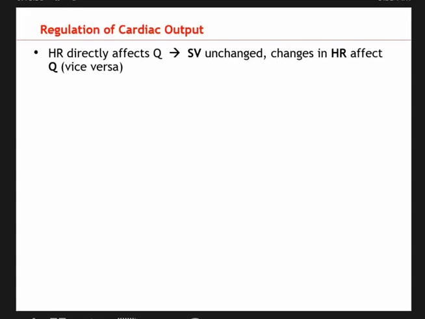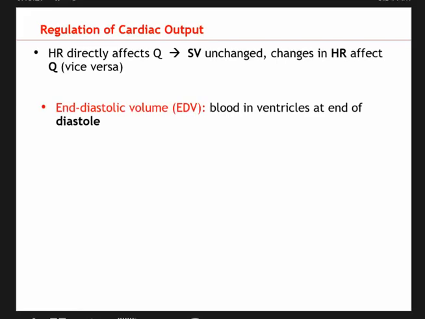Let's continue talking about the relationship between heart rate, stroke volume, and cardiac output. Any change in our heart rate affects cardiac output, so it's a direct relationship between the two. If stroke volume remains unchanged but changes in heart rate occur, then cardiac output will increase, and vice versa. Let's say the heart rate stays unchanged but stroke volume increases. All of those changes will result in a change to cardiac output.